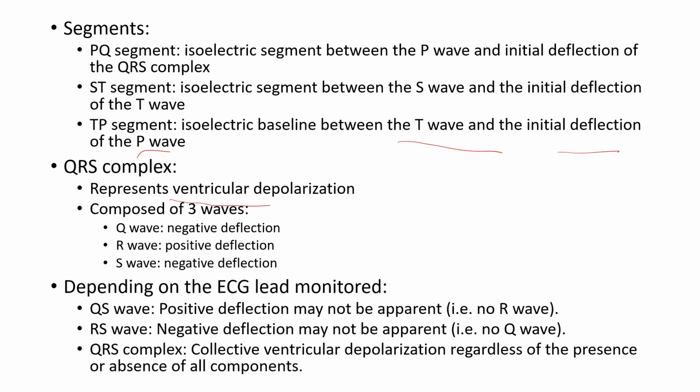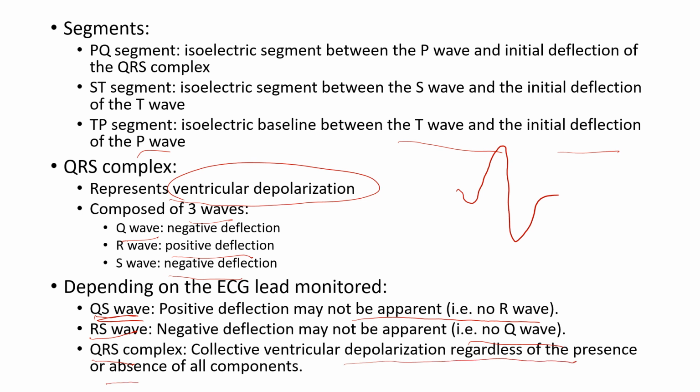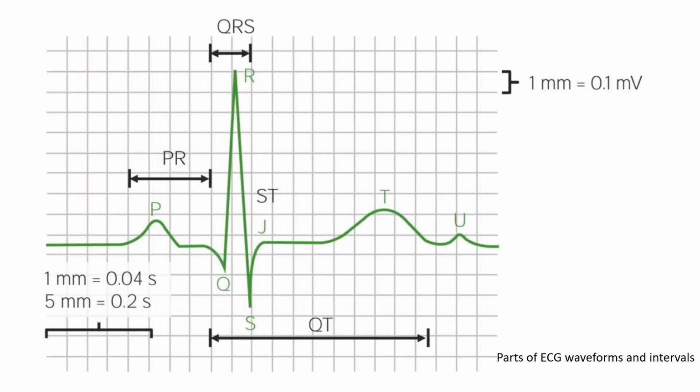The QRS represents the ventricular depolarization. Its components are three: the Q wave, a negative deflection; the R wave, a positive deflection; and the S wave, a negative deflection. So it's something like this. Depending on the ECG lead, the Q wave or S wave may not be apparent, or there may not be an R wave. The QRS complex is the collective ventricular depolarization regardless of the presence or absence of all components. So where the lead is placed and how the current is moving will decide what kind of complex will come in the different ECG leads.